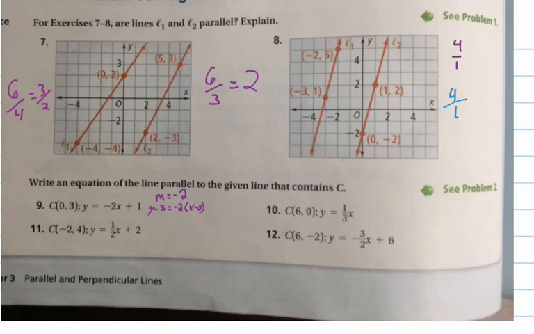Can you guys do 10 through 12? Probably. Why don't you try that for me here on your own?